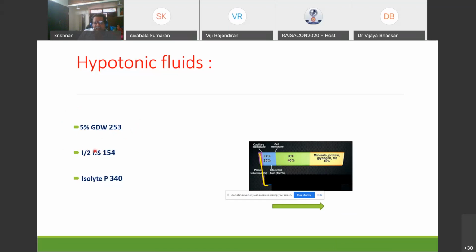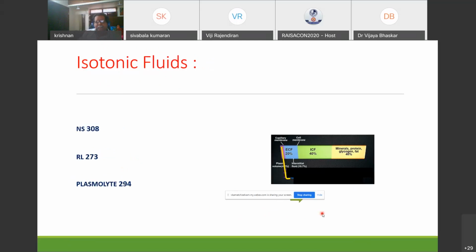Same thing with half normal saline. It is only 154. It will also move, but it may not move to the cellular level. At least it will move to the interstitial level. Isolyte P, the fluid we previously used to call isolyte pediatrics, now we call it isolyte poison because it has got potassium. It will kill the patient. So again, this 253 will just reduce, and what is left behind is only around 50. So if you give this fluid also, it is going to produce intracerebral edema. Any hypotonic fluid, if you give intravenously, the fluid will move into the cells.